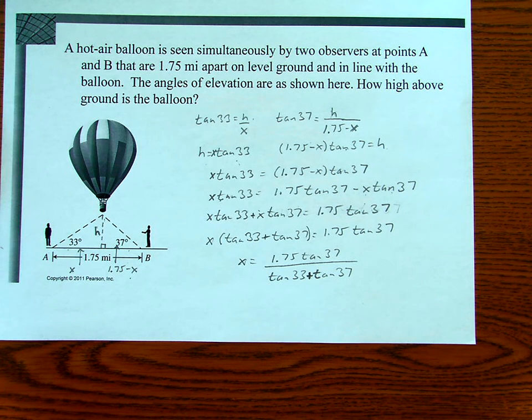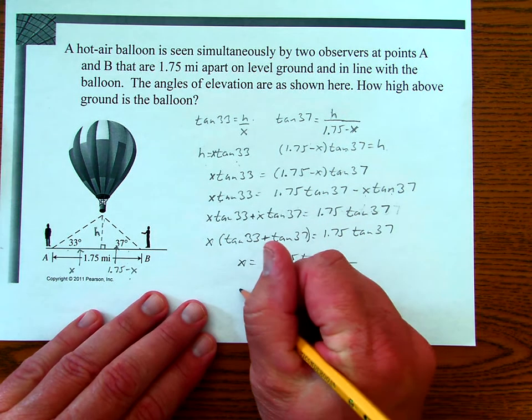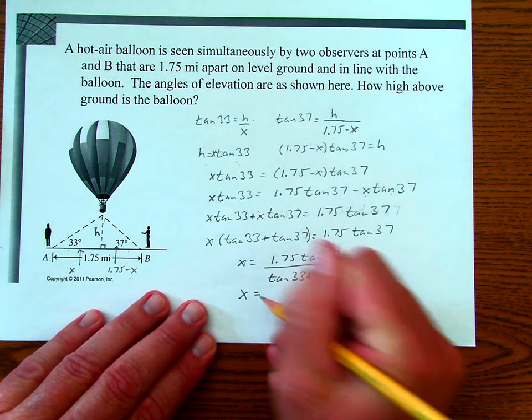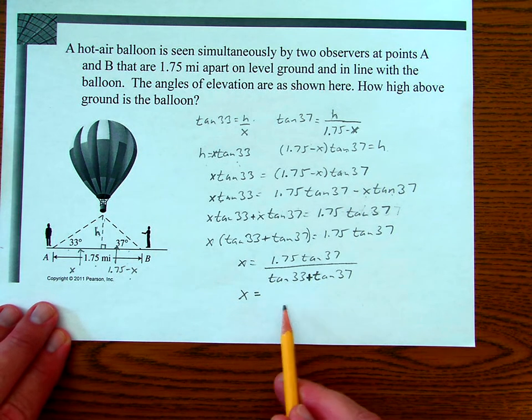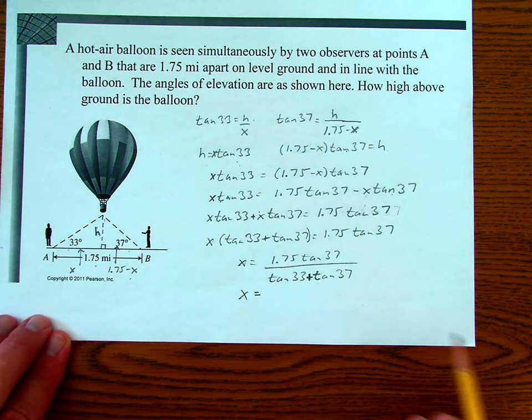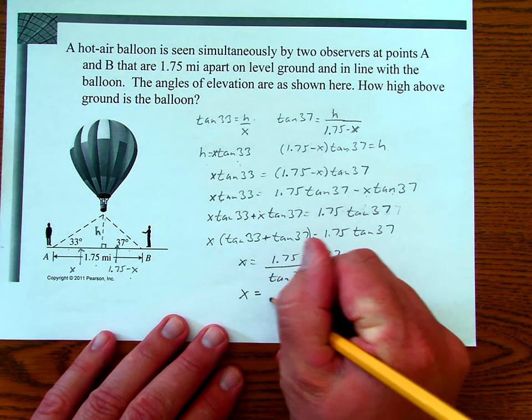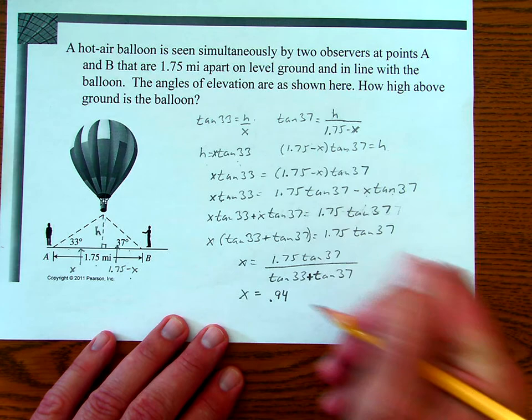Round to something reasonable. If this was 2 decimal places, you probably want to go at least 2 decimal places, just to be on the safe side. It turns out to be about 0.94 after you type that in your calculator.